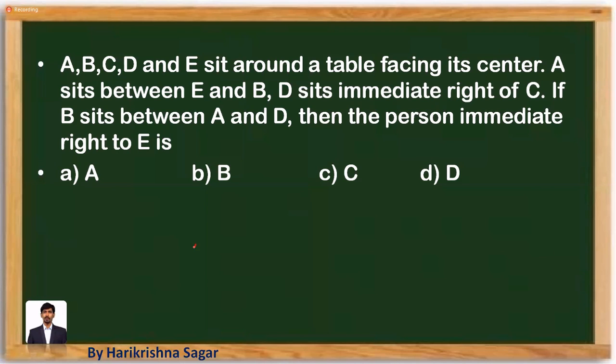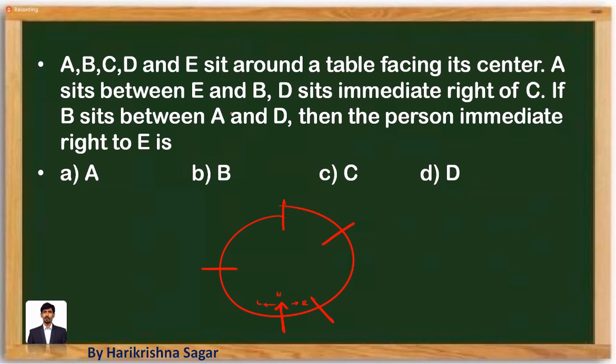A sits between E and B. How can we take it? So this is a circular arrangement question. A, B, C, D, E are sitting at a table facing its center. That means they are facing towards the center. When this person is facing towards the center, this is going to be north, this will be the right, and this will be the left for this person.